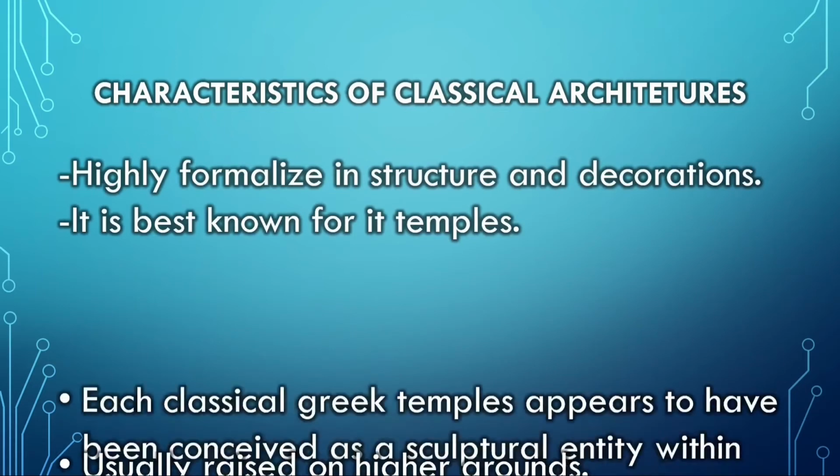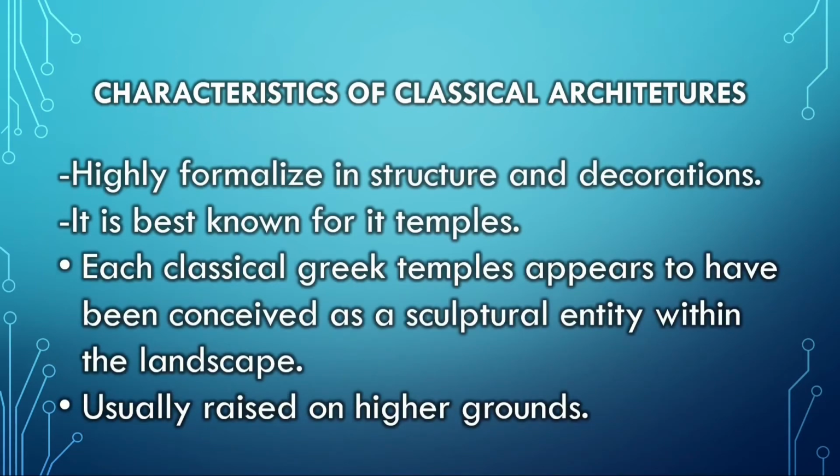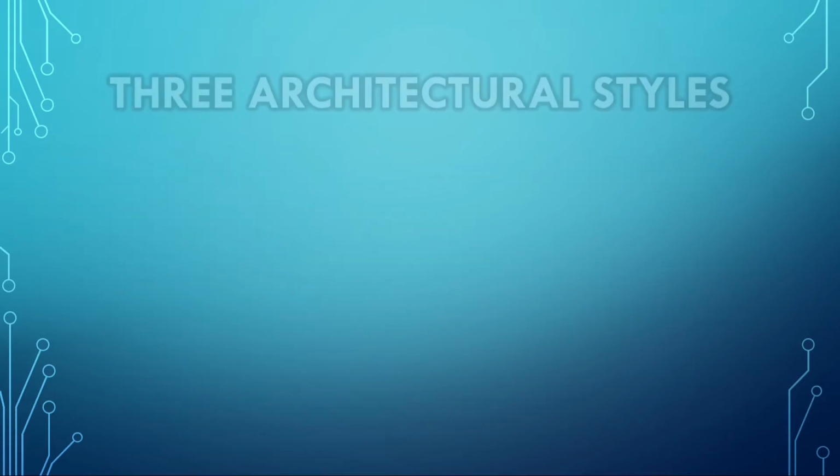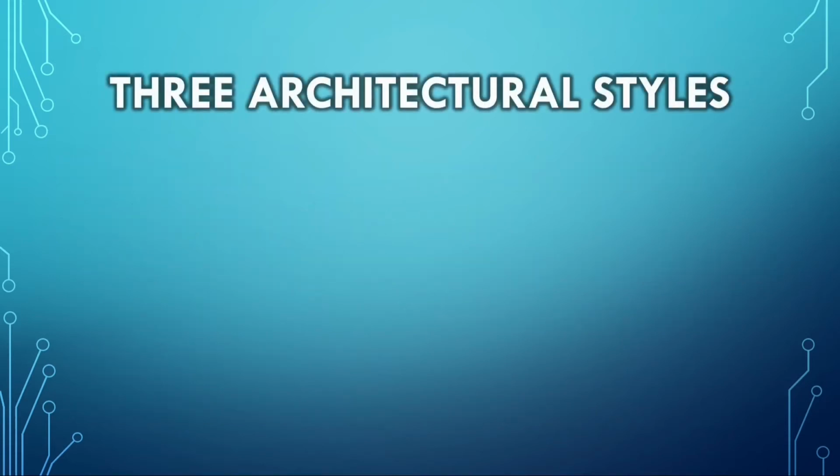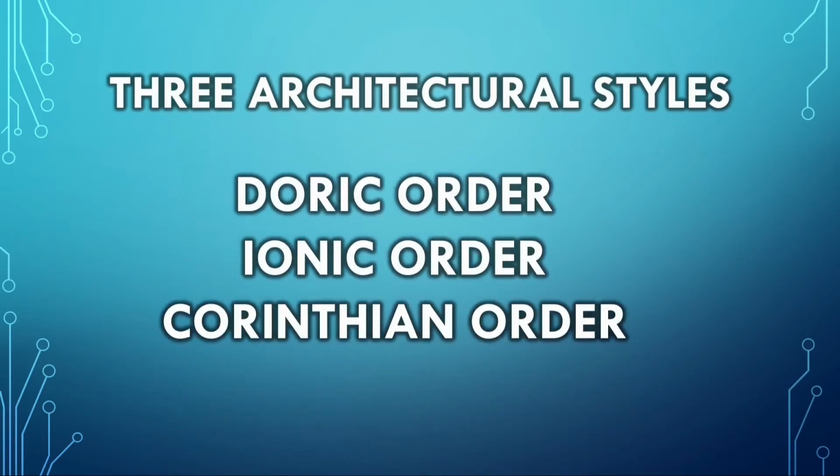Classical Greek architecture. Characteristics of classical architecture: highly formalized in structure and decorations. It is best known for its temples. Each classical Greek temple appears to have been conceived as a sculptural entity within the landscape, usually raised on higher ground. Three architectural styles: Doric order, Ionic order, Corinthian order.